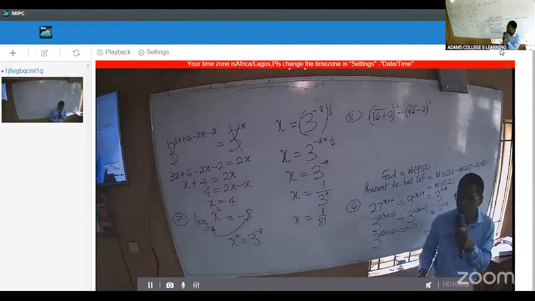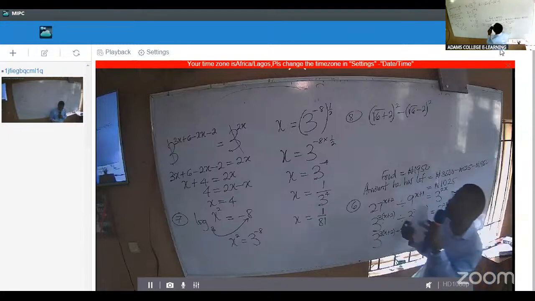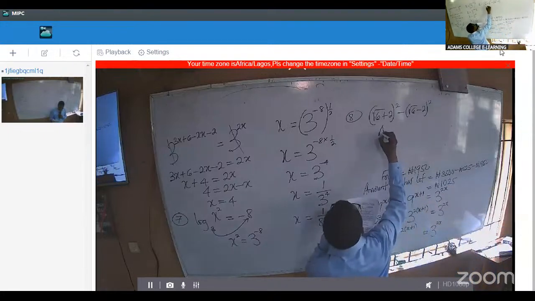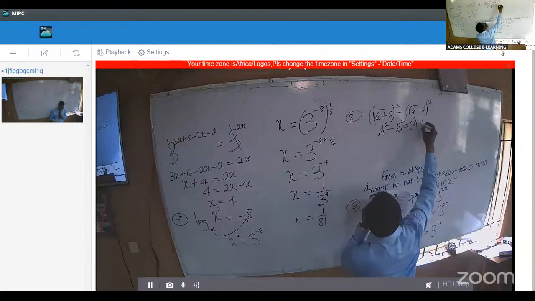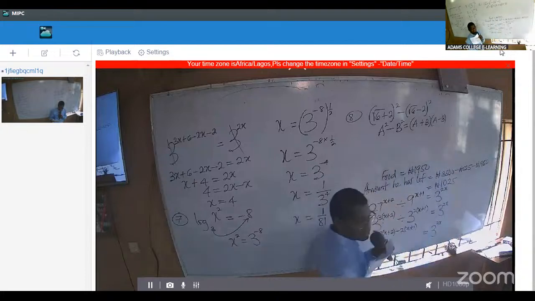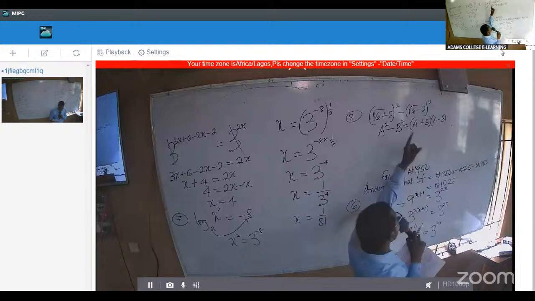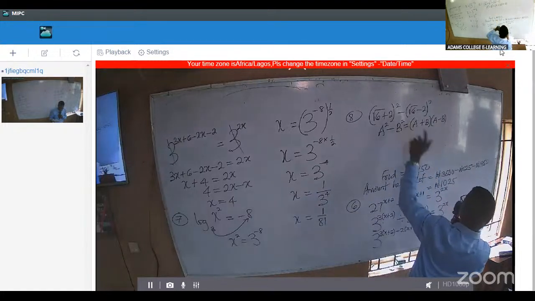I don't need to expand. I can use what they call difference of two squares. What do I call it? See it here: A squared minus B squared equals what? A plus B, bracket A minus B. That's it. So how do you know you have to use that? Because you can see square, square, and there are two of them, and there's a minus: difference of two squares.